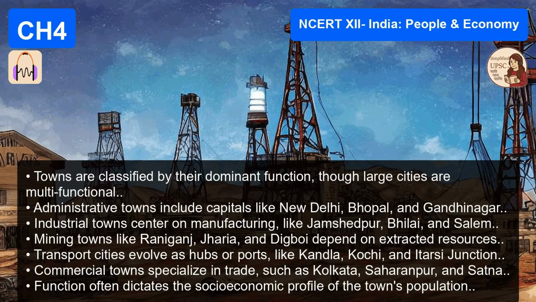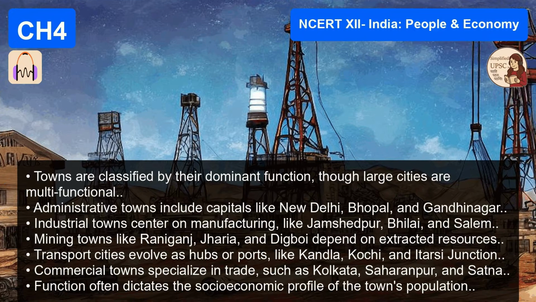Transport cities. These are the hubs, the junctions. So you have ports like Kandla, Kochi, Vizag, or you have major inland hubs like Mughal Sarai and Itarsi. I always hear about Itarsi Junction on the train announcements. If you've taken a train in India, you know Itarsi. It's a massive railway junction. The town literally exists because the tracks cross there. Its entire function is to move people and goods.